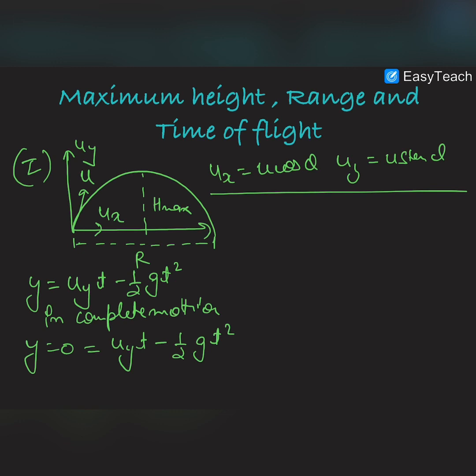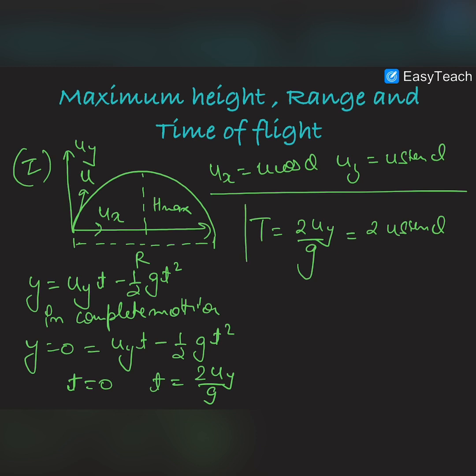So you can see that there are two solutions of this equation. The first solution is t is equal to 0, and the other one is t is equal to 2uy by g. So obviously the particle is on ground at two instants of time. First is initially, and the second instant is finally, when it has completed the motion. So we can say that time of flight would be the second time, which is 2uy by g, and uy here is u sin theta. So we can write that time of flight is 2u sin theta by g. So this is the time of flight formula which we have already obtained.